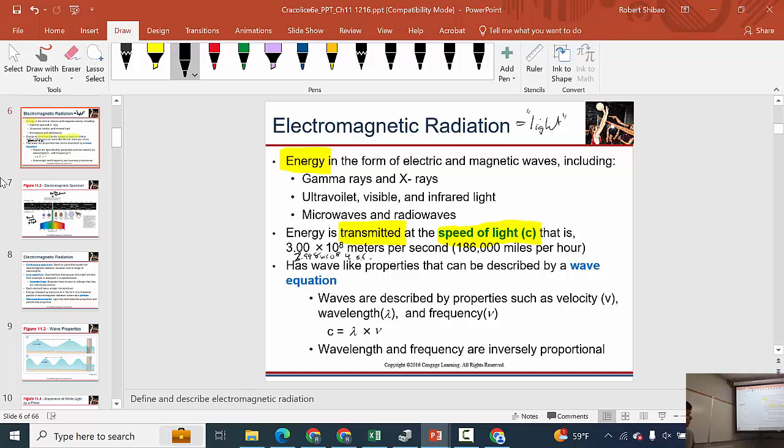3.00 times 10 to the 8 meters per second, or 186,000 miles per second. So light moves at the speed of light. This is in a vacuum. Light travels slower through matter, like water or whatnot. All right. And so it talks about electric and magnetic waves.